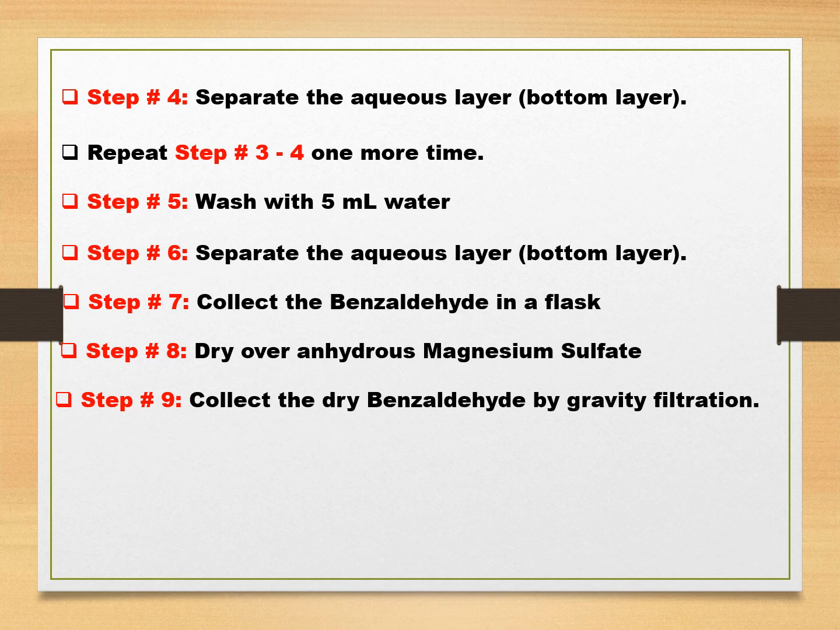And once you wash this several times, you can then wash with 5 ml of water in the end, and again you can separate the water, which will be the bottom layer, and then you can collect benzaldehyde just the same way you remove the water. So the above layer will be the benzaldehyde. So it's just to drain down the separatory funnel and collect it in a separate flask or beaker.